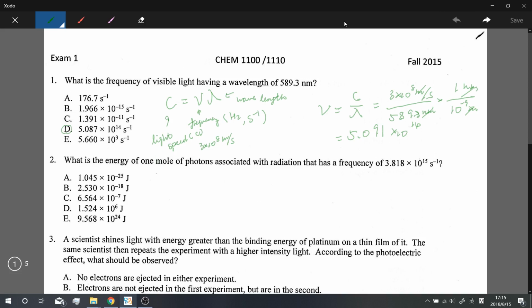E equals h times frequency, where h is Planck's constant. Yeah, the famous Planck that we've already all heard about, which is 6.626 times 10 to the negative 34 joules times seconds. And frequency is the frequency over here, which, as you remember from the last time, the s minus 1 is actually hertz.